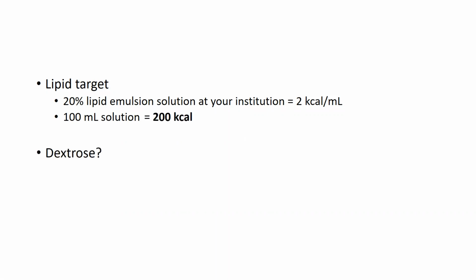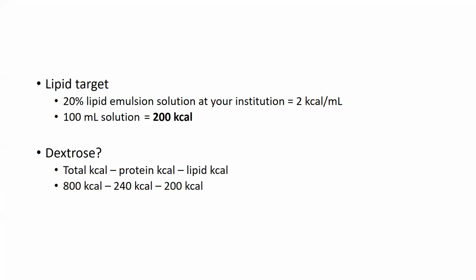How do you determine the dextrose? Well, it's what's left over. So you know your total kilocalories, your goal. You calculated the protein, you calculated the lipid. As a reminder, you calculated 80% of 1,800 is your goal. The protein was 240 and the lipids were 200. So what's left over is 360 that you can get from dextrose.